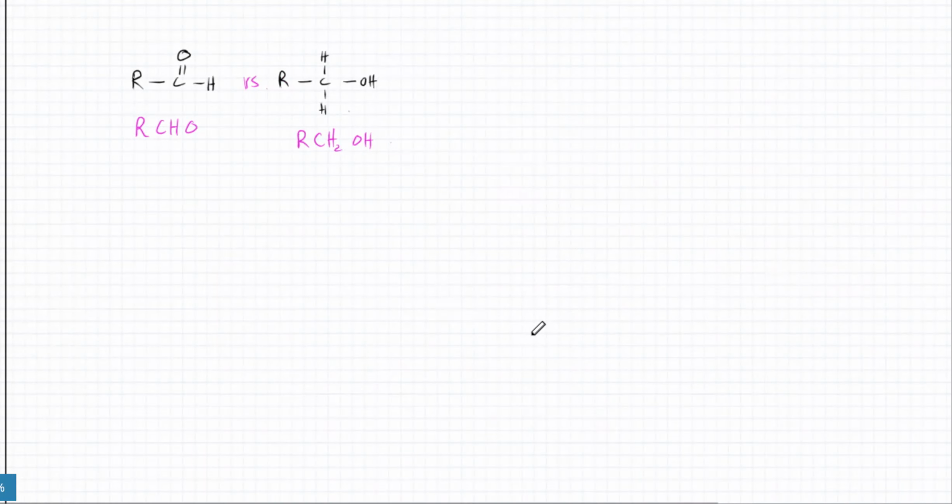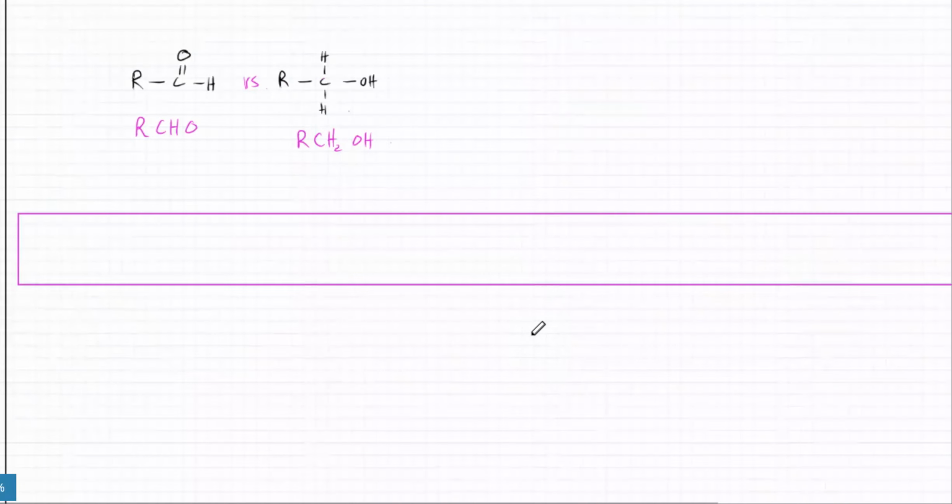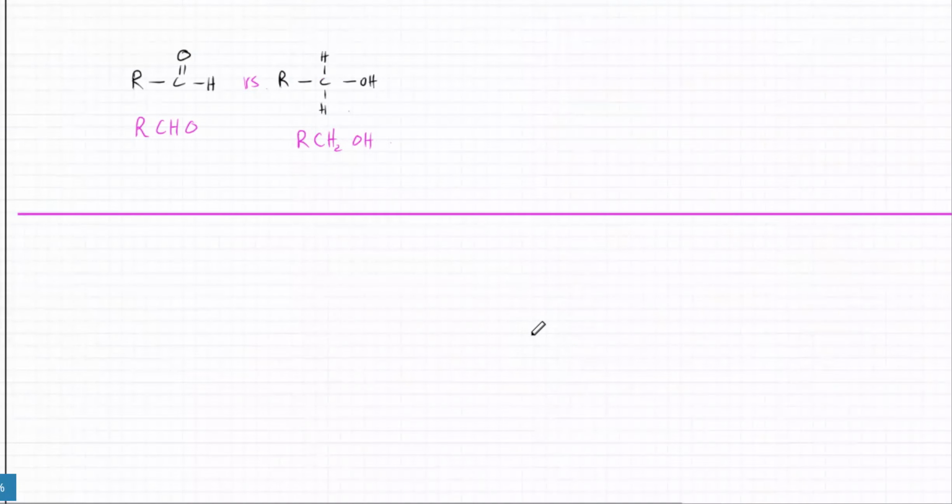So, if you write it as COH, would it be considered wrong? It would most likely be considered wrong, because then it's going to get mixed up with an alcohol. The convention is it's always written as CHO.